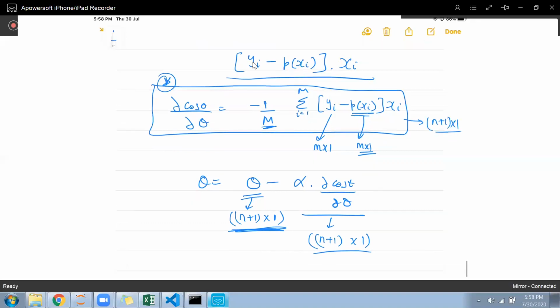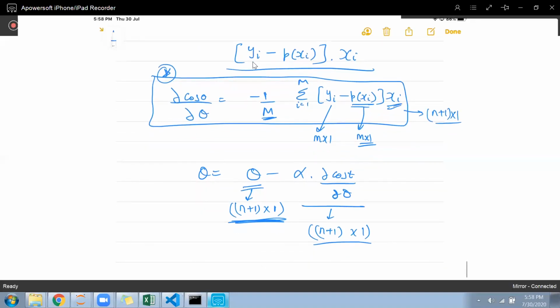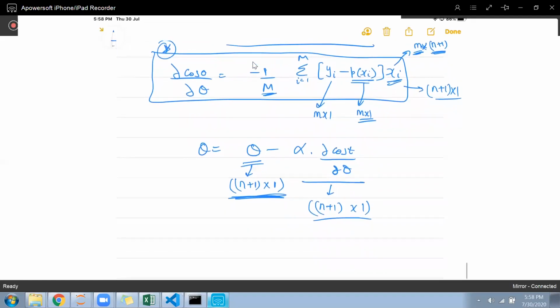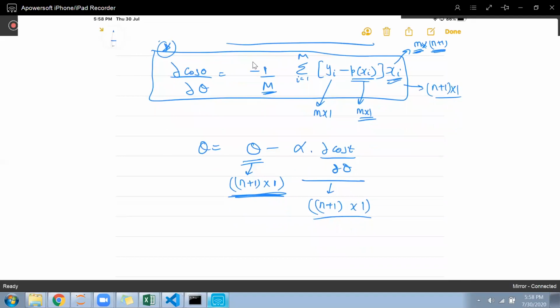Till cost. So the dimension of xi will be m into n plus 1. These are the number of rows and these are the number of columns, n plus 1 because we have added one column for the bias. So let's see what will happen for this del cost, this is cost. Why I'm writing theta, I don't know.